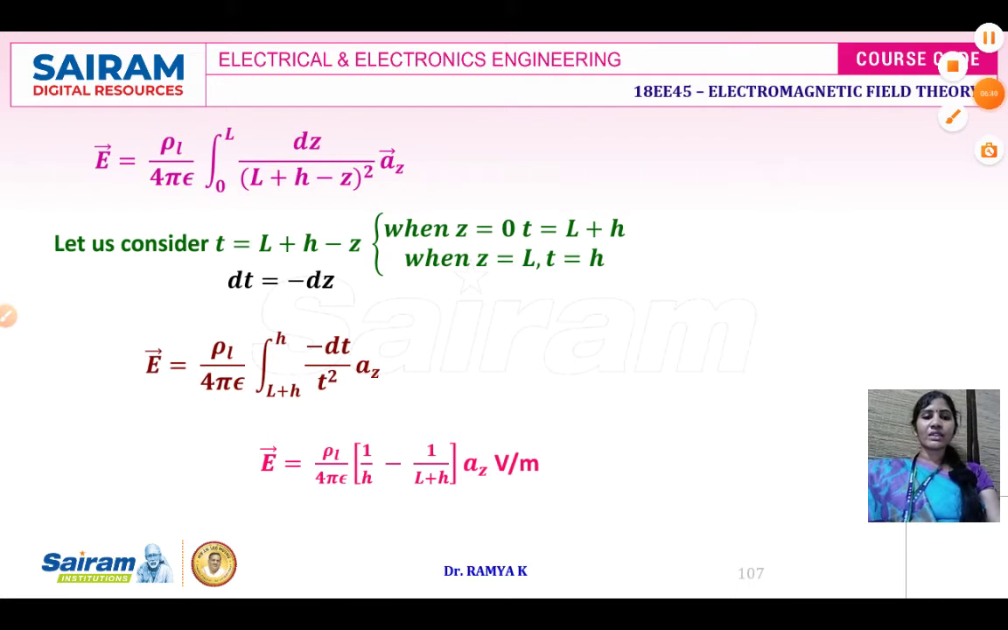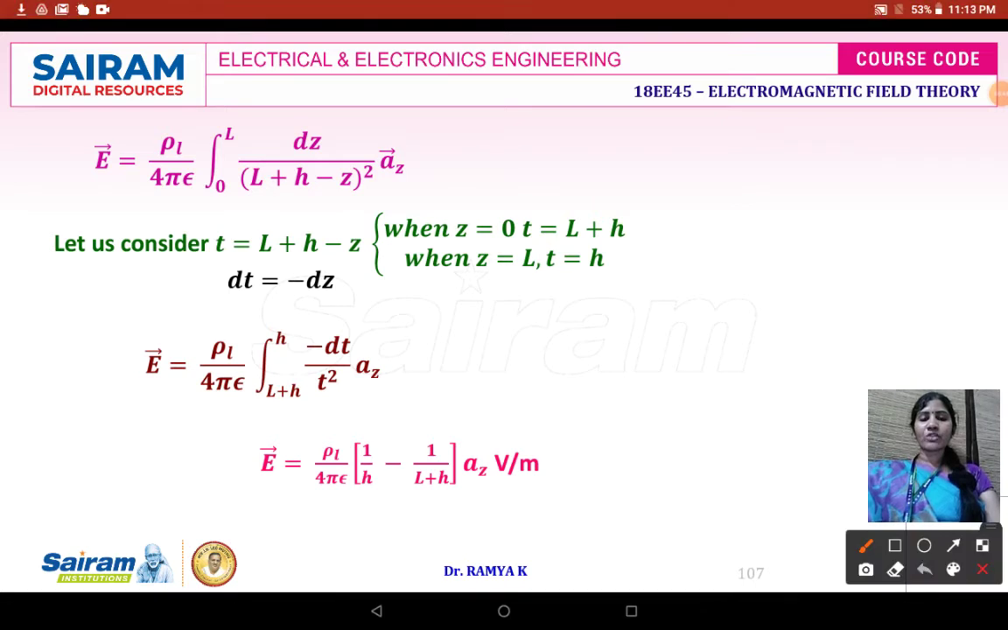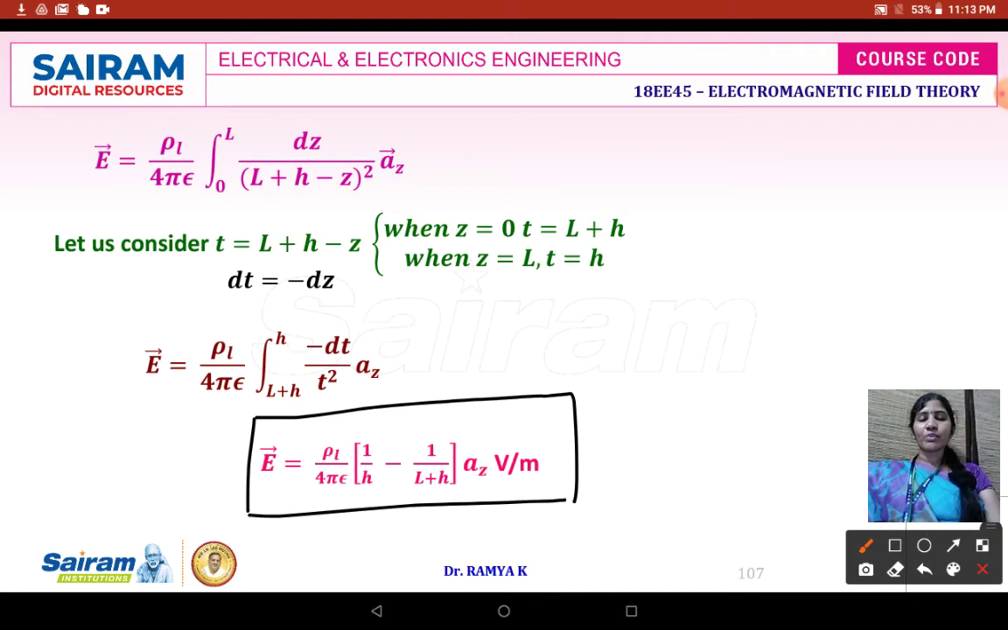The electric field intensity E is equal to rho L divided by 4 pi epsilon, times 1 divided by h minus 1 by L plus h. This is the electric field intensity when you consider the point along the length of the conductor, that is, from one point of the conductor parallel to the z-axis. So this is your electric field intensity. Suppose you need to identify the value of electric field intensity at any point on the y-axis, then it will become rho L divided by 2 pi epsilon, cos theta 2 minus cos theta 1 plus sin theta 2 minus sin theta 1, Az vector.